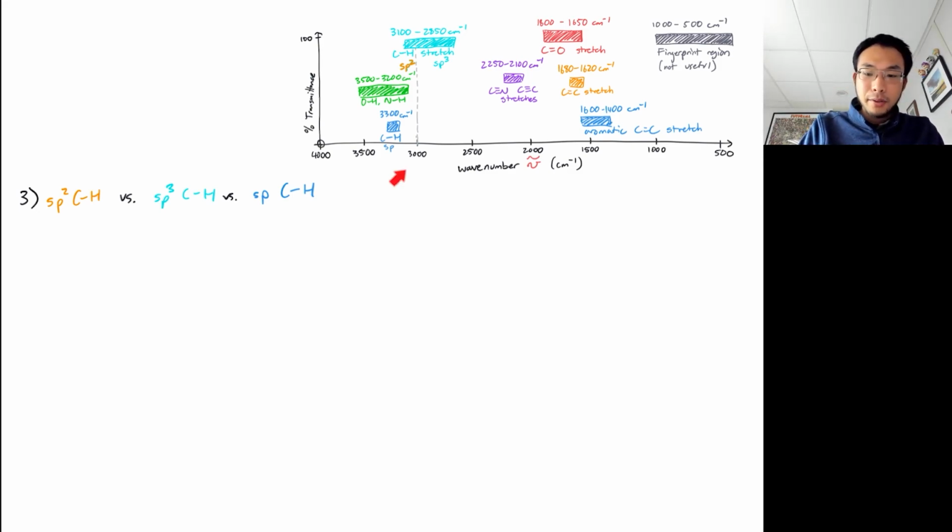That's around the 3000 wave numbers area. I have this gray line drawn in here because it works out surprisingly well that this is a very hard cutoff between an sp3 carbon-hydrogen bond and an sp2 carbon-hydrogen bond.